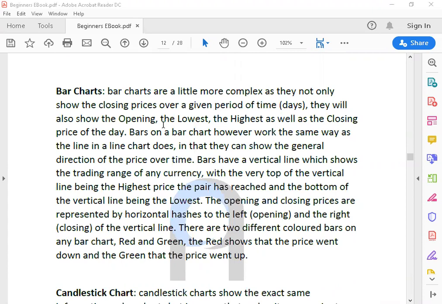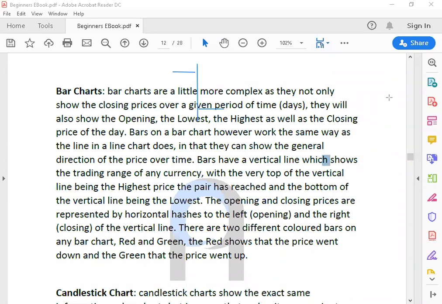So it not only shows the closing prices given over a period of time. Let's say, for example, we're on the H1 time frame, then we're going to have something that looks like this, right? This is going to occur all in 1 hour. You have the open, boom. You have the high of the candle. You have the low as well as the close.